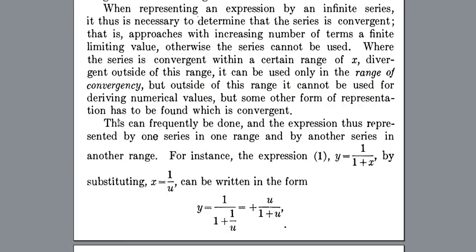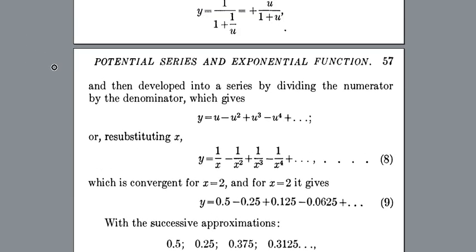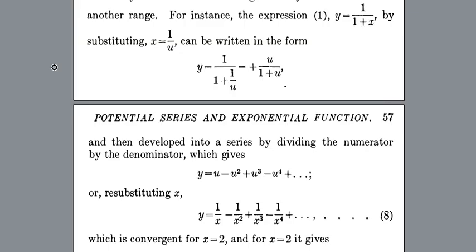This can frequently be done, and the expression thus represented by one series in one range and by another series in another range. For instance, the expression 1, y equals 1 divided by the quantity 1 plus x, by substituting x equals 1 divided by u, can be written in the form y equals u divided by the quantity 1 plus u, and then developed into a series by dividing the numerator by the denominator, which gives y equals u minus u squared plus u cubed minus u to the power of 4, and so on.